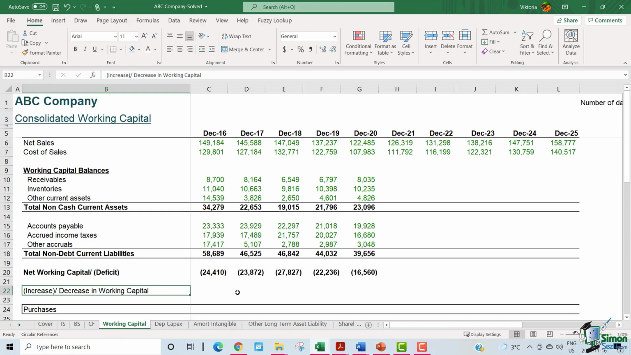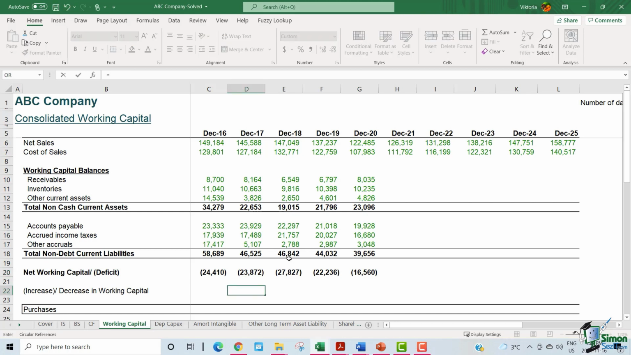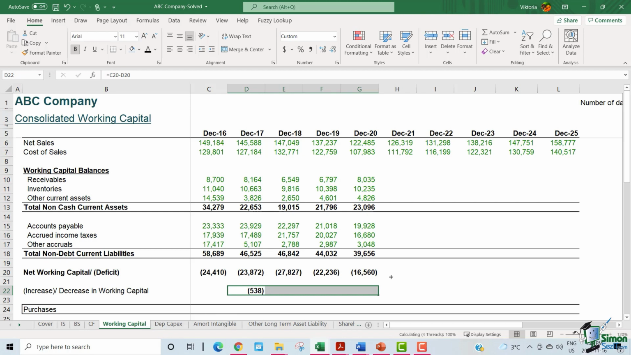Let's now calculate the increase or decrease in working capital starting from 2017. We will start from 2017 because we need this number from 2016 to calculate the change in working capital, or the increase or decrease in working capital in 2017. Let's calculate it together. For 2017, it will be the net working capital in 2016 minus the net working capital in 2017. Let's drag the formula across.